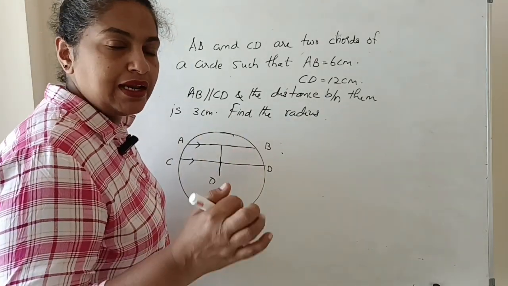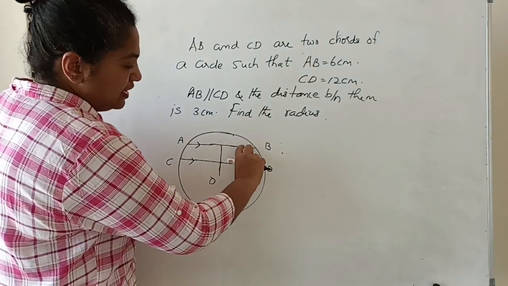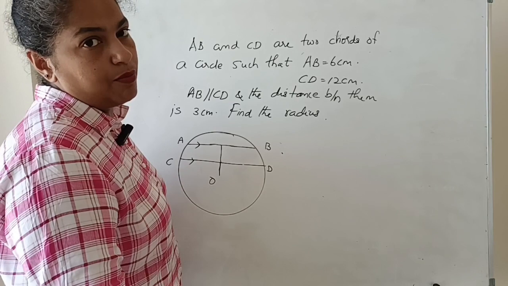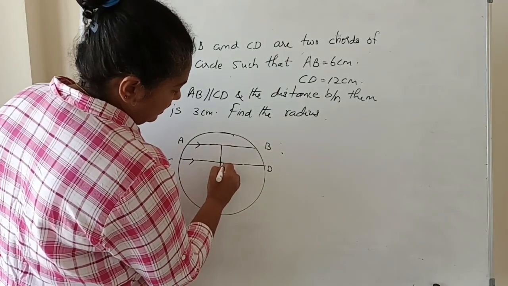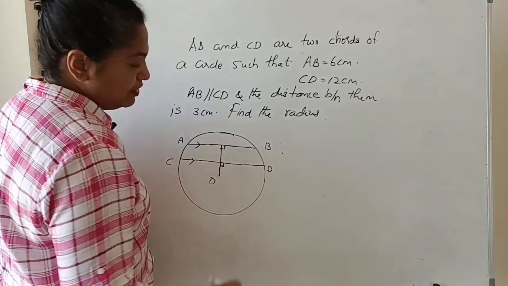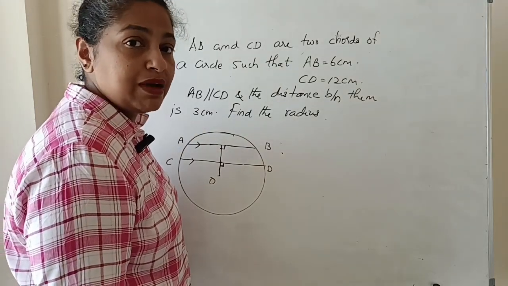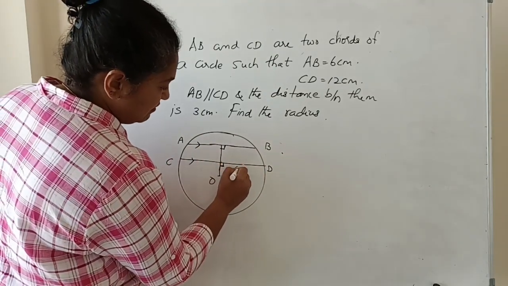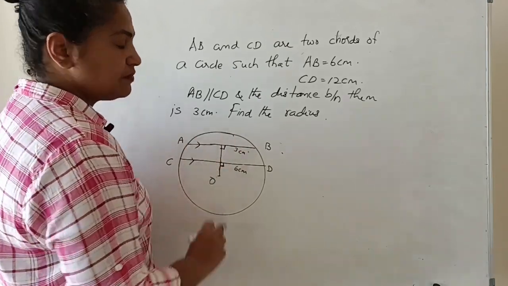Because the lines are parallel, at any point which we are taking, the distance between them will be the same. So if it is 3 here, it is 3 here, it is 3 here. Wherever you are taking, it is 3. And we are always talking about the perpendicular distance. So if this is the center and if we draw a perpendicular to CD and we extend this line, that line will be perpendicular to AB also. You know that the perpendicular from the center of a circle to a chord will bisect the chord. So if CD is 12, I can say that this is 6 centimeters. And if AB is 6, I can say that this is 3 centimeters.